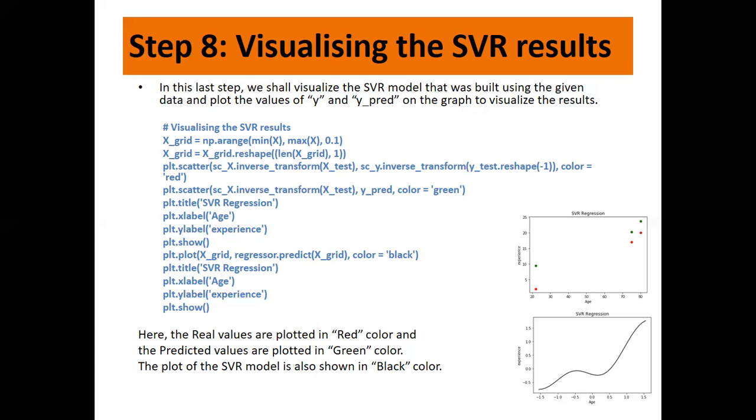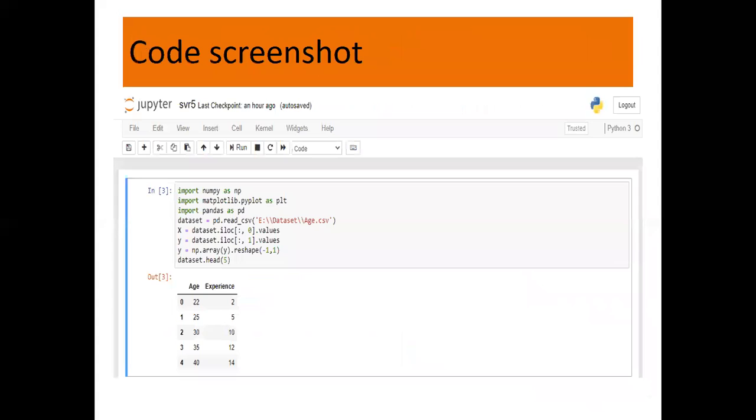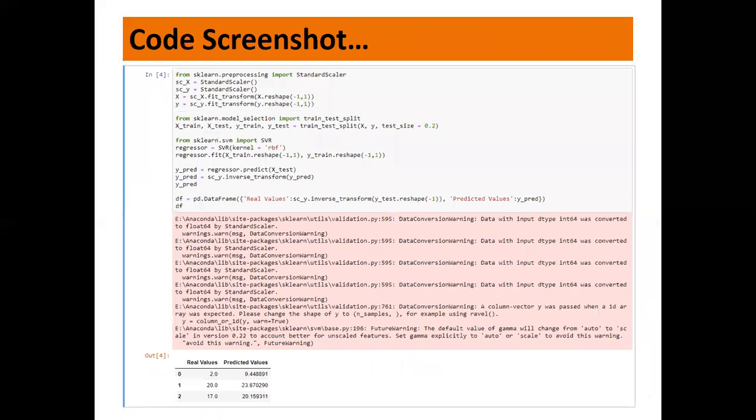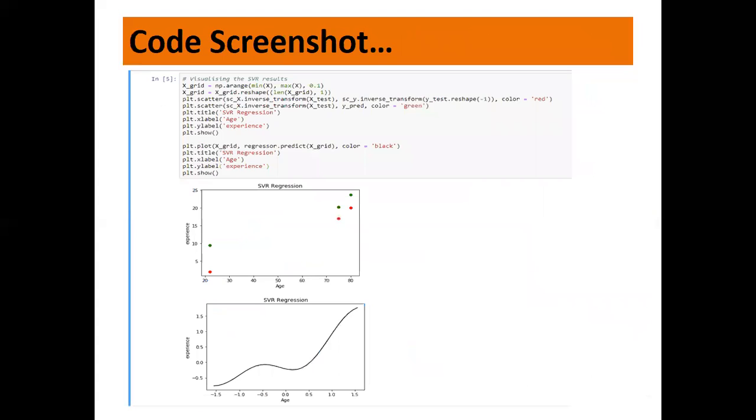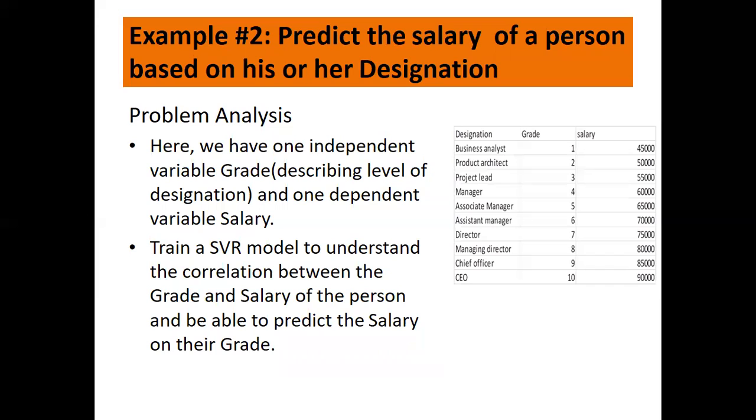Okay. Now let us look at the screenshot of the code, how it looks when you type it in your Jupyter notebook. So I've just taken everything as screenshots. Fine. Whenever the warning appears, the predicted values and how it is plotted. Fine. Now let us look at another example.